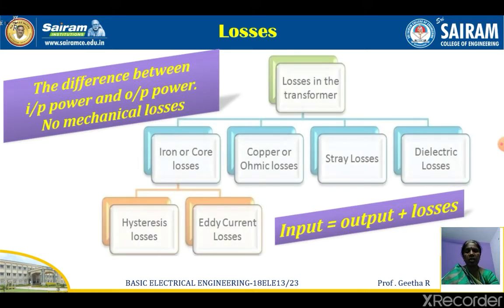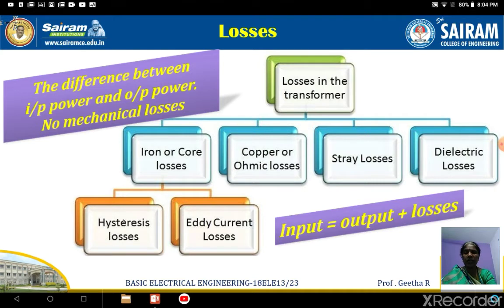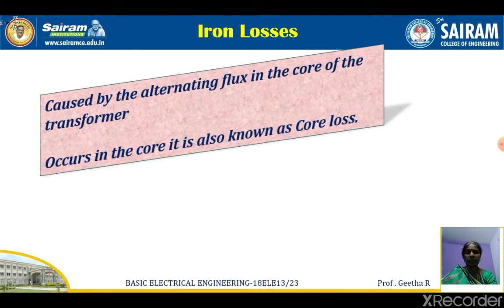There are four types of losses in case of a transformer, that is iron loss, copper loss, stray loss, and dielectric loss. Again, the iron loss or core loss can be divided into hysteresis loss and eddy current loss. We'll see one by one. Iron loss is caused by the alternating flux in the core of the transformer. It occurs in the core. It is also known as core loss.